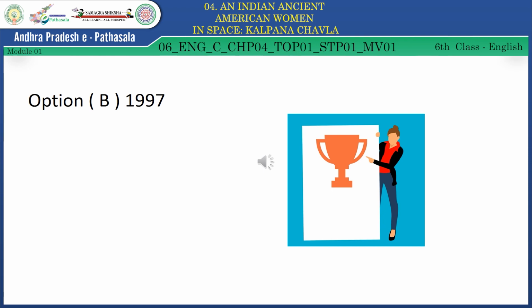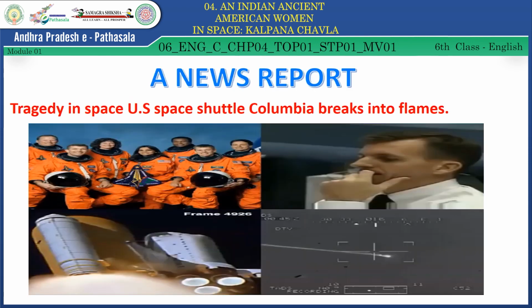Know about Kalpana Chawla through a news report. In an unprecedented space tragedy, US Space Shuttle Columbia, carrying India-born American astronaut Kalpana Chawla and 6 others, broke apart in flames as it streaked over Texas towards its landing strip on Saturday, 1st February 2003, killing all 7 on board.